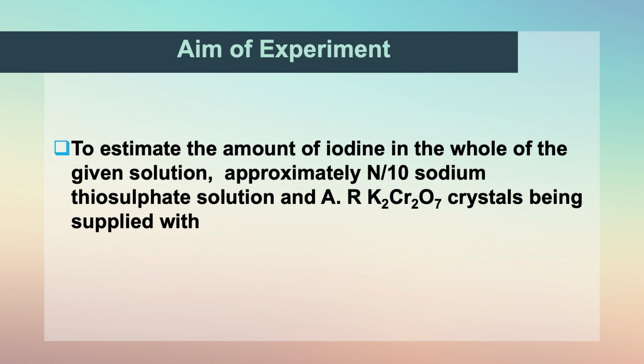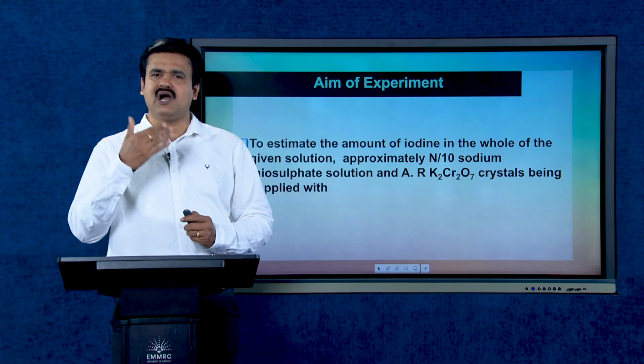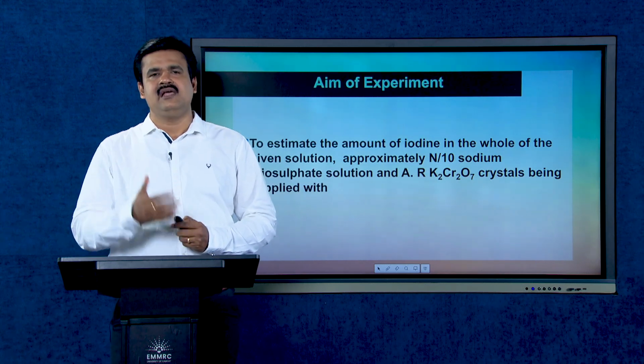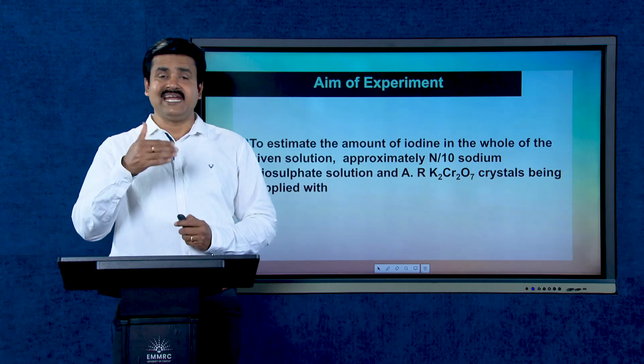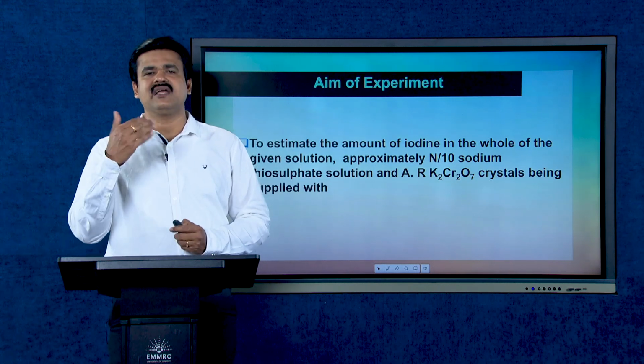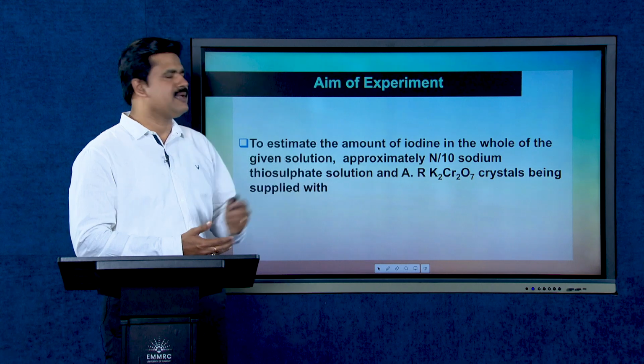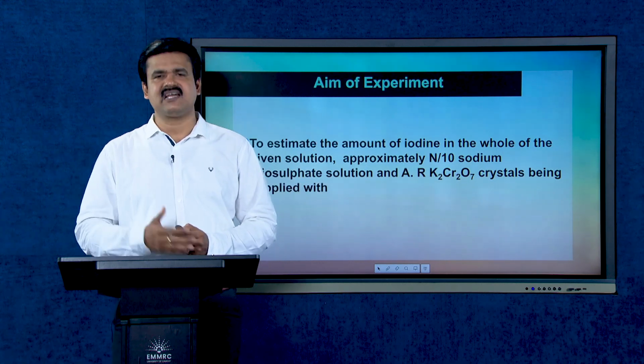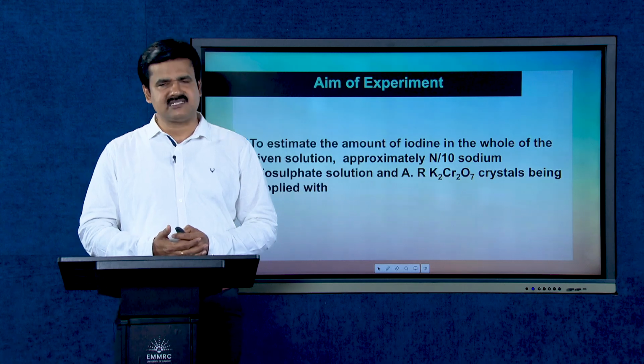And for this experiment, approximately N/10 sodium thiosulfate solution and AnalaR potassium dichromate crystals, or K2Cr2O7 crystals, are supplied. So, you have to estimate the amount of iodine present in the given solution by the utilization of these two important reagents. They are nothing but N/10 sodium thiosulfate and AnalaR potassium dichromate crystals.